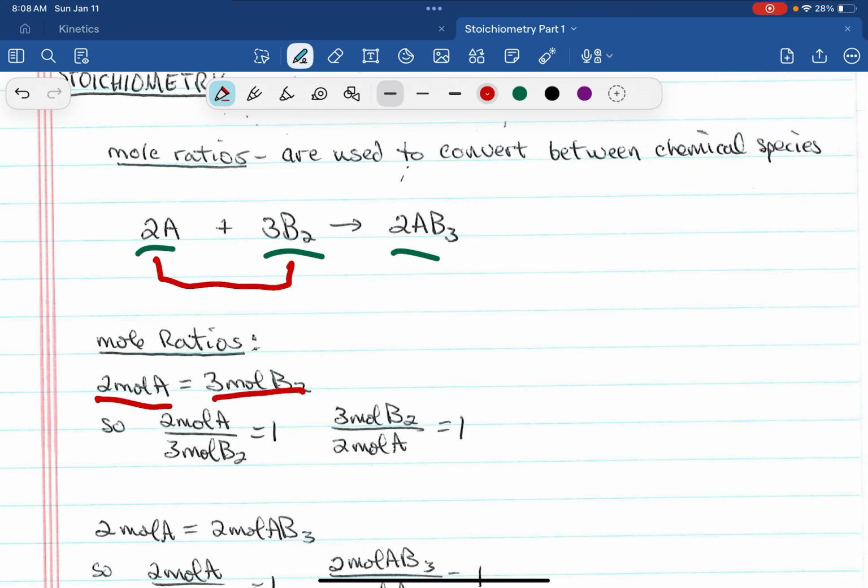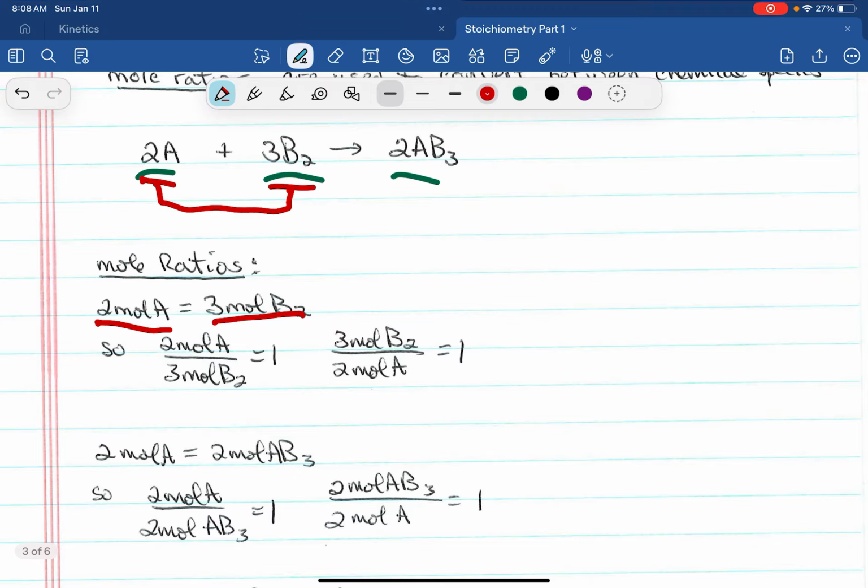For the purposes of this equation and for stoichiometry, if we're trying to figure out how much B we need if we have a certain amount of A, then if we use these 2s and 3s, that helps us, and that converts one into the other without changing the total, what we're doing in the reaction. So 2 moles of A over 3 moles of B2, that's 1 mole ratio for these. 3 moles of B2 over 2 moles of A, that's the other one. Which one do we use? Just depends on the problem and where we are in the problem.